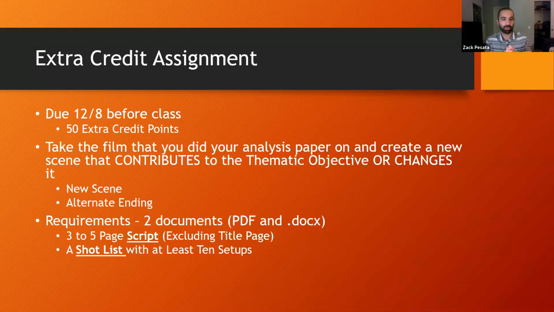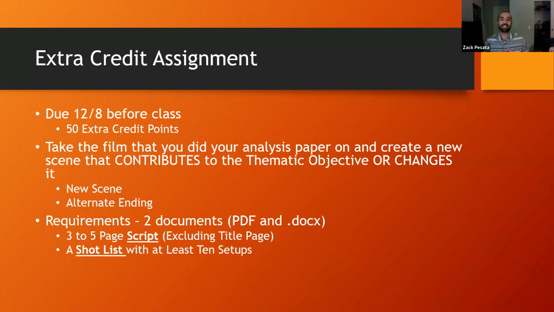Let me stop the share on that. Okay. Let's go back to the PowerPoint to make sure I'm not missing anything. All right. So I showed you how to upload both those documents. Again, the requirements are 2 documents. The first is a 3 to 5 page script of your new scene from beginning to end. That's not very long, right? We wrote a 3-page script in like 15 minutes of complete nonsense. So 3 to 5 page script excluding title page. I just want you to write a new scene beginning to end, and then also submit your shot list.